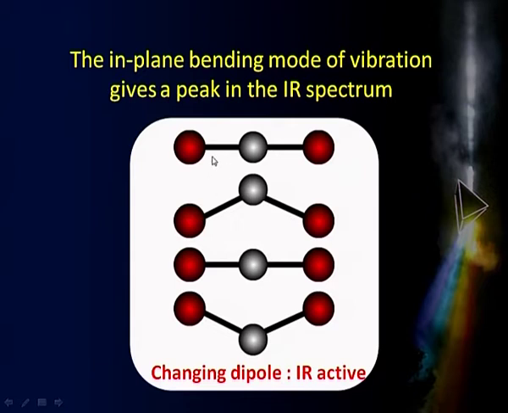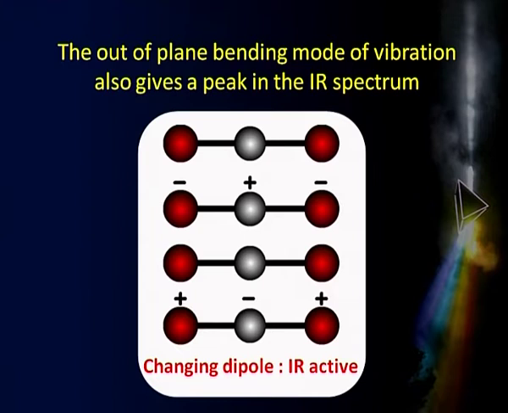Because now, in this case, since they are directionally opposite, diagonally opposite, they are cancelling out. They do not cancel out here, so there is a net dipole here. Here they are cancelling, here they do not. So, as this molecule vibrates in a bending mode, there will be a changing dipole that will lead to IR activity.